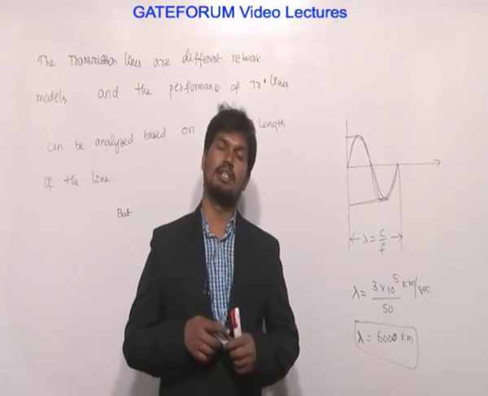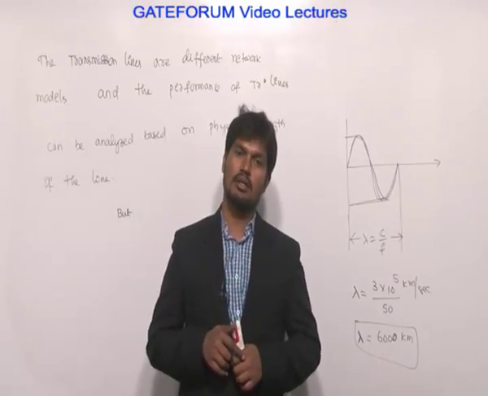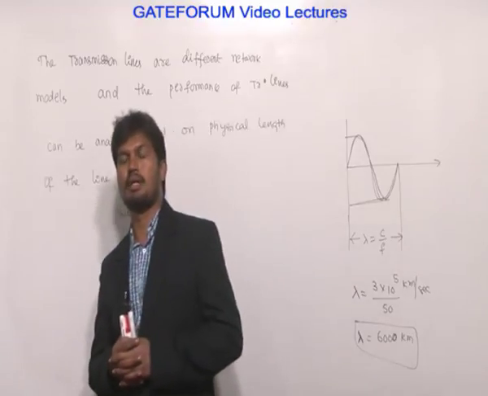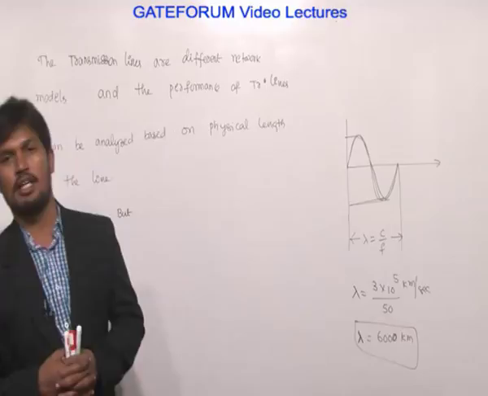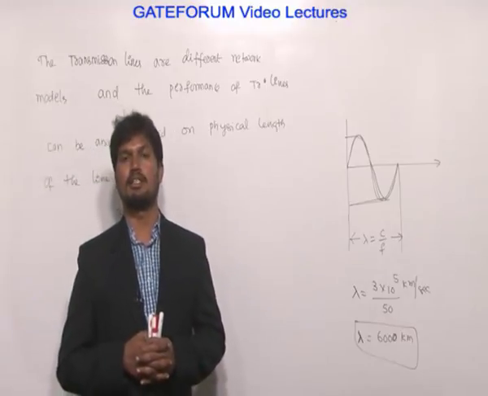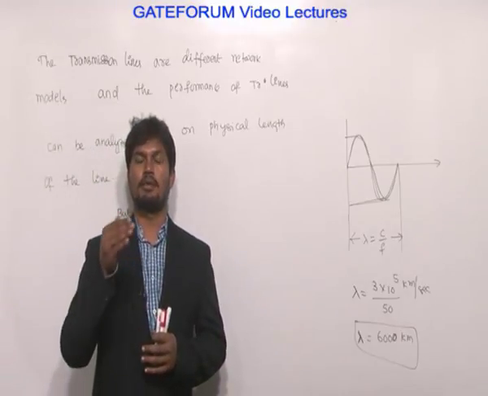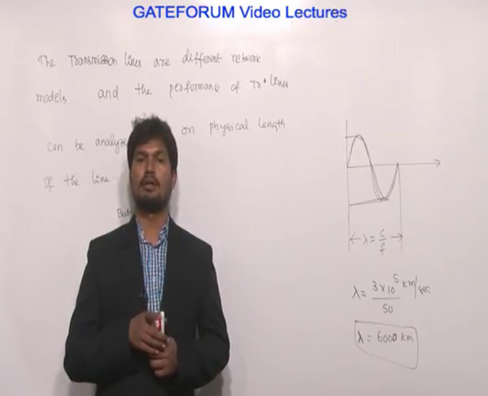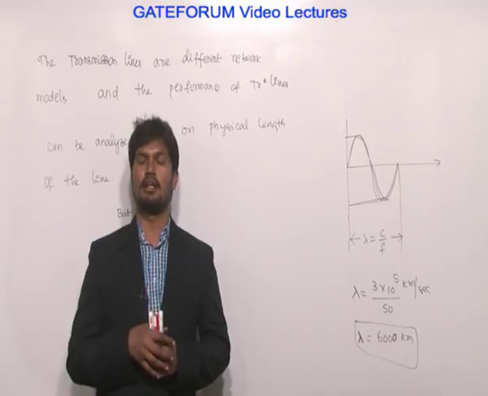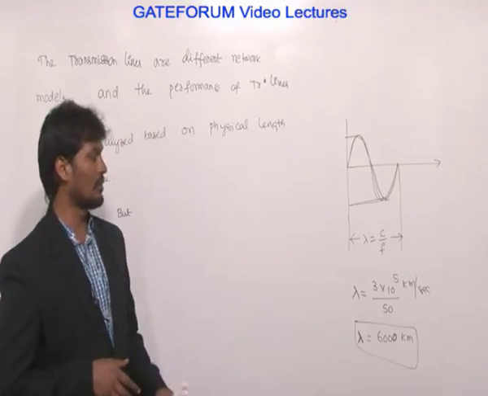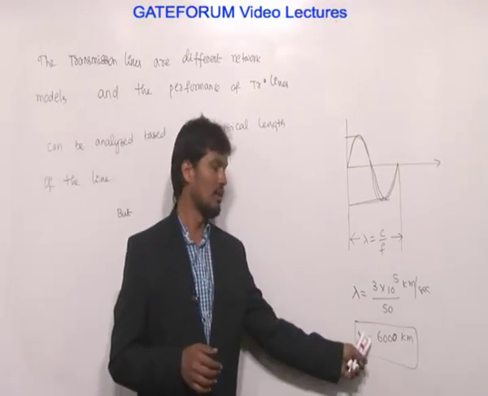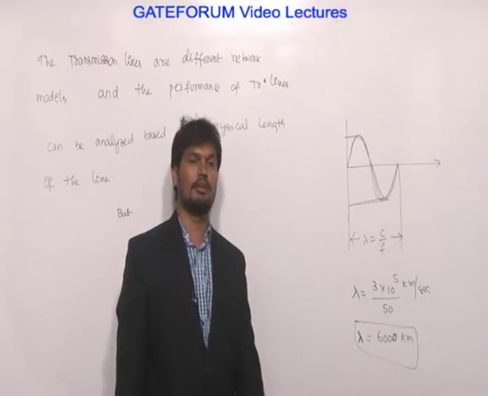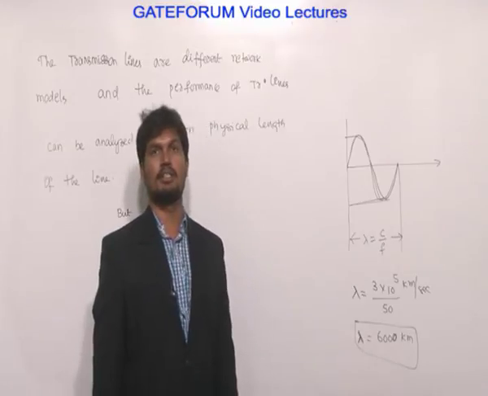The physical length of the lines is either 150 kilometers, 180 kilometers, or 250 kilometers at maximum. The physical length is very small, but the wavelength is 6000 kilometers. If you take the distance from Kashmir to Kanyakumari throughout India, it is 3800 kilometers, but for one sinusoidal waveform variation, the wave travels 6000 kilometers.